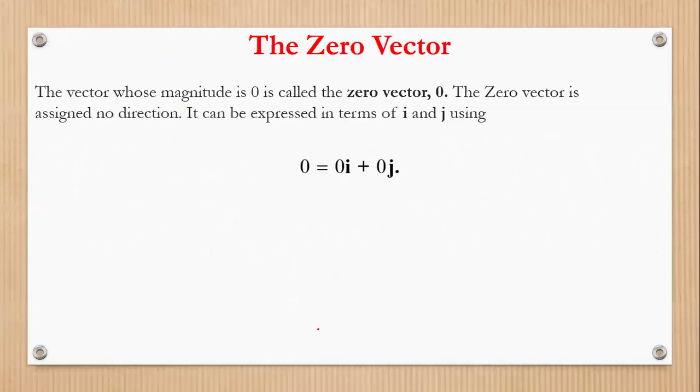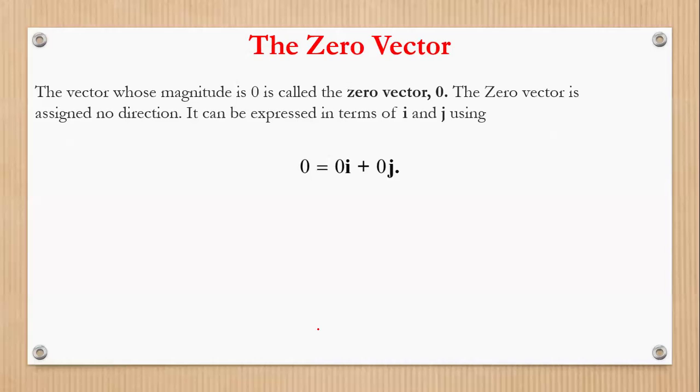So what is a zero vector? A zero vector, as its name says, is a vector with magnitude of 0. It's not actually a vector, it's just a point when the magnitude is 0. And the zero vector is assigned no direction because there is actually no vector, because we just have a point. So we cannot assign a direction to a point.